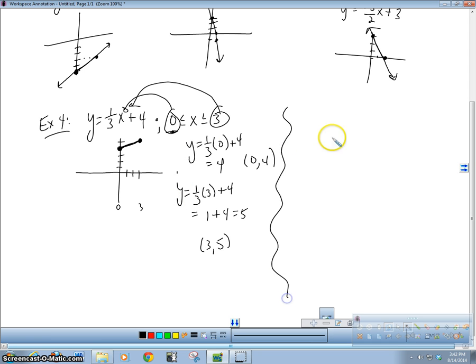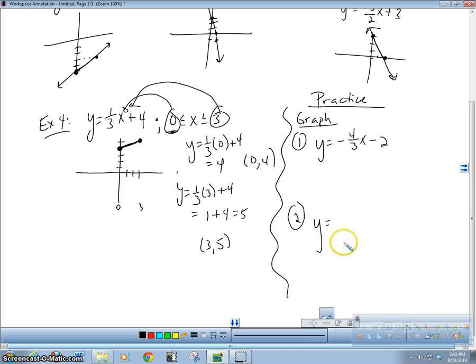So here are a couple of practice problems for you to try. I'm going to put 2 here. I'll ask you to graph each. Okay, so graph the line y equals negative 4/3 x minus 2. And then go ahead and graph y equals 2/3 x minus 4, and we'll keep that between -3 and +3. Okay, so this is a line segment.